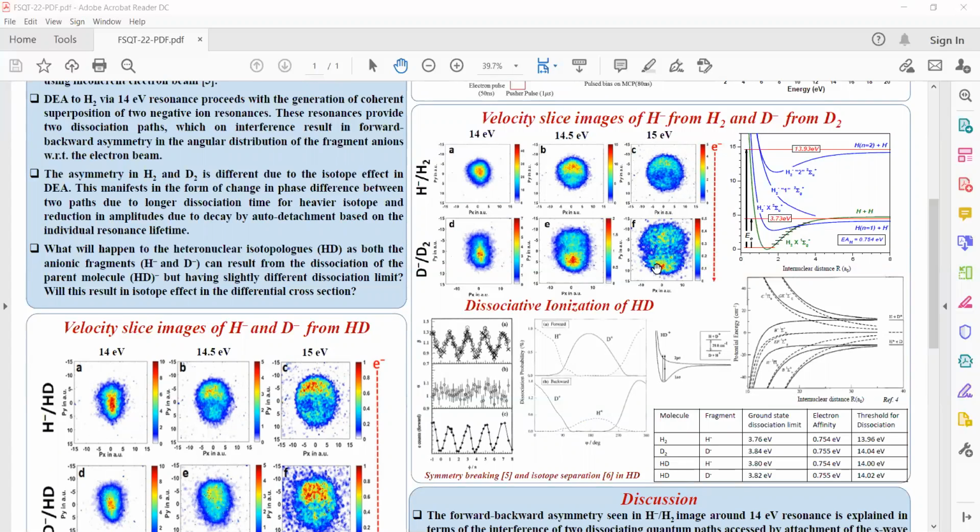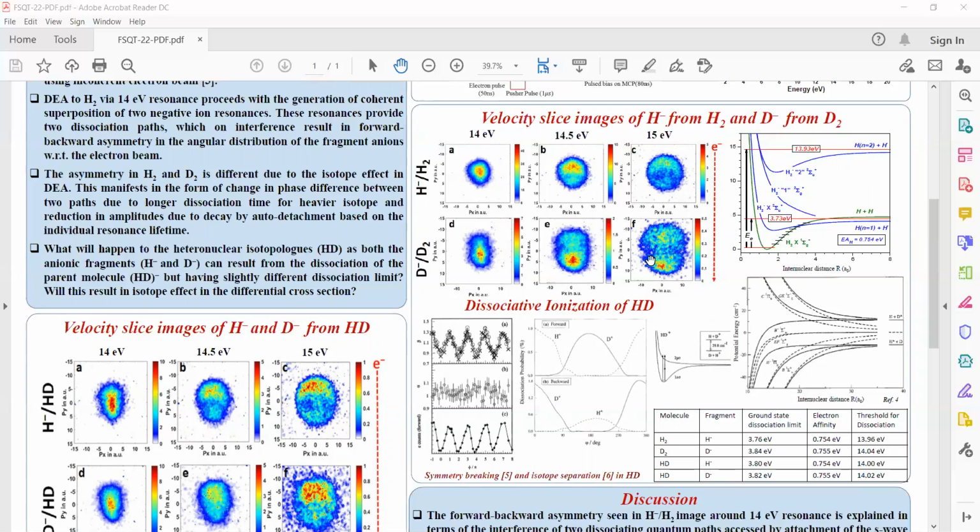The variation of the forward-backward asymmetry observed in D2 as compared to H2 has been understood to be the consequence of the isotope effect. The data shown here is the measurement done by me, though it is already reported in reference 3. The main motivation to repeat the measurement for H2 and D2 around the 14 eV resonance is to reproduce the result, such that the experiment is consistent with the previous reports. As expected, we found exactly the same behavior for the angular distribution of the anionic fragments for DEA to H2 and D2 as in reference 3.